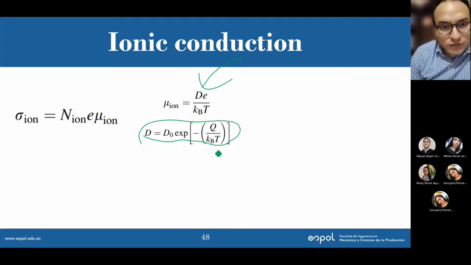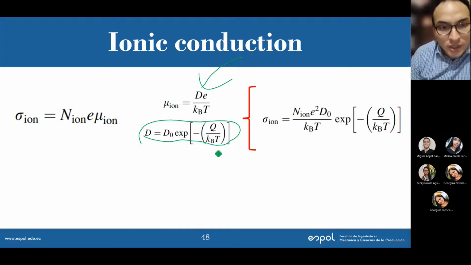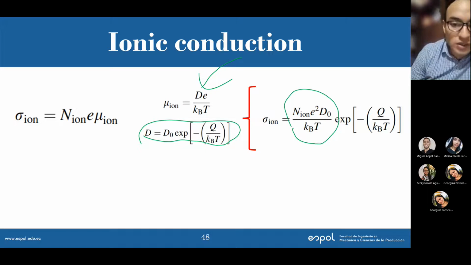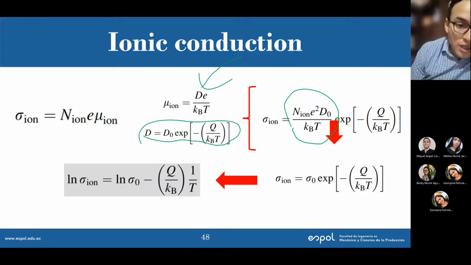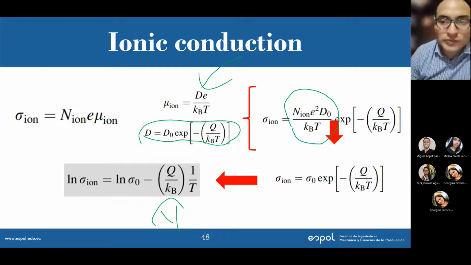Can you combine both equations? Yes, for sure. I can combine both equations, and I will get an expression like that for the conductivity in ions, or ionic conduction. I can simplify this, make things easier, because I can associate all these terms in a sigma naught term. And if I take the natural logarithm of that equation, I get something like that, typical of an Arrhenius equation, as you might know.